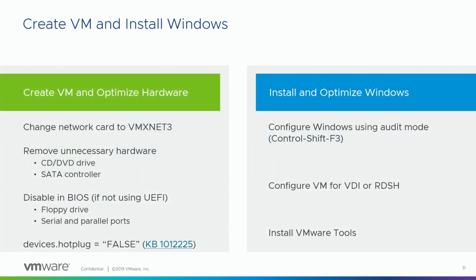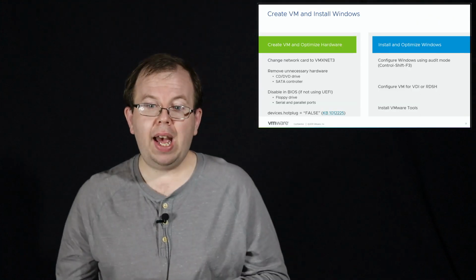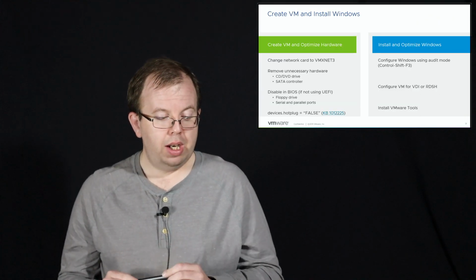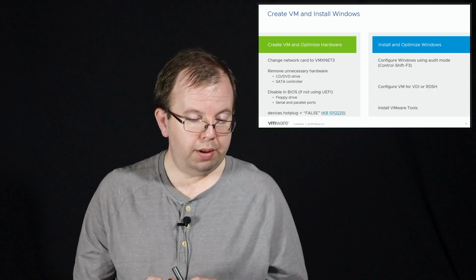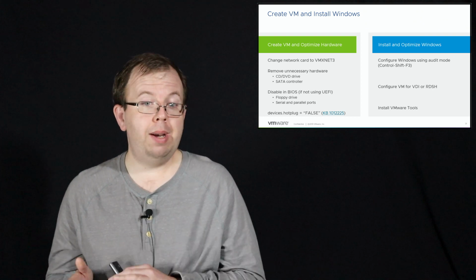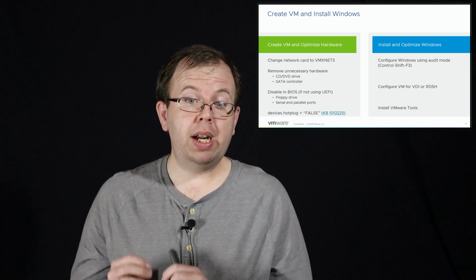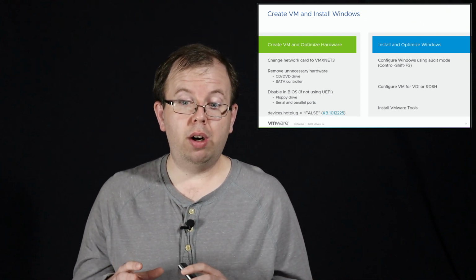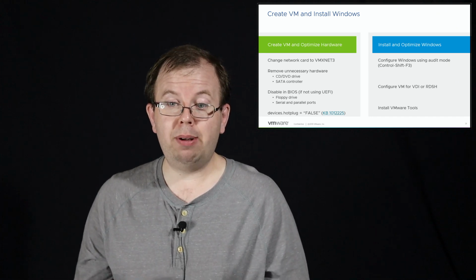So first we want to create our VM and install Windows. And for that, there's a couple things we want to do. Now first, we're going to want to change our network card to VMXNet 3. That is the recommended network card for a virtual desktop image.